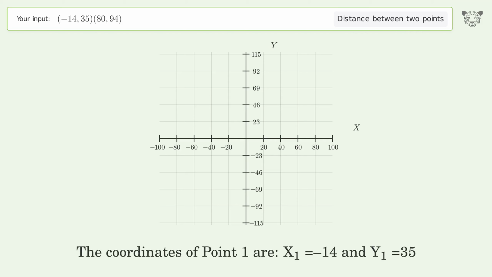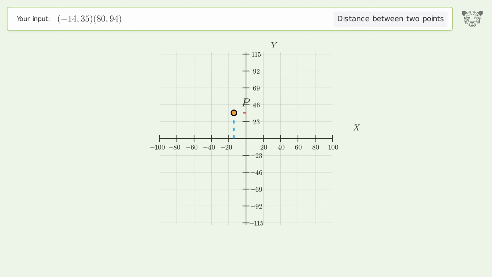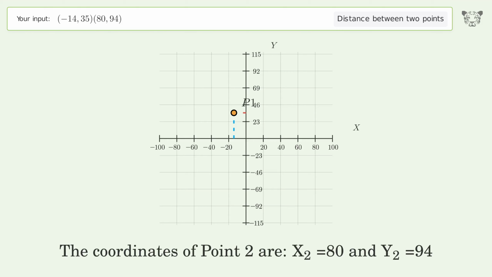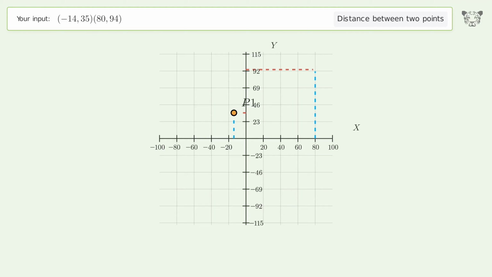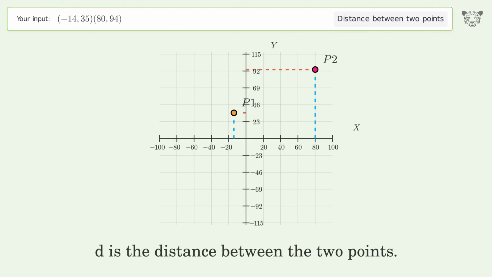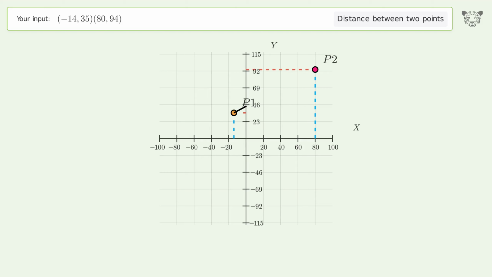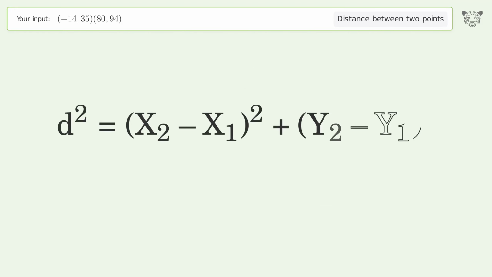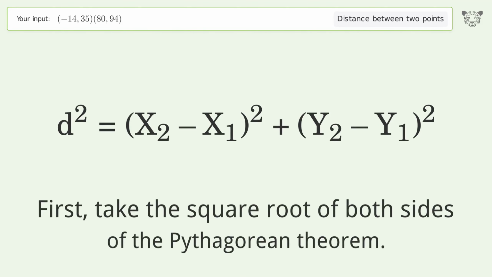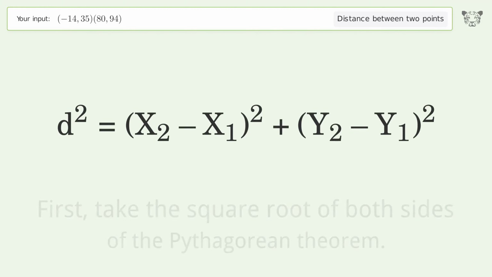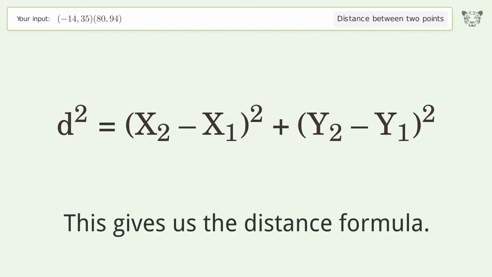The coordinates of point 1 are, x1 equals -14 and y1 equals 35. The coordinates of point 2 are, x2 equals 80 and y2 equals 94. D is the distance between the 2 points. First, take the square root of both sides of the Pythagorean theorem. This gives us the distance formula.